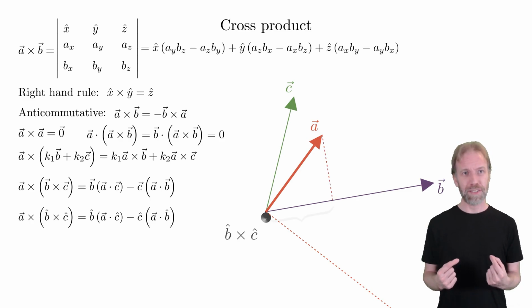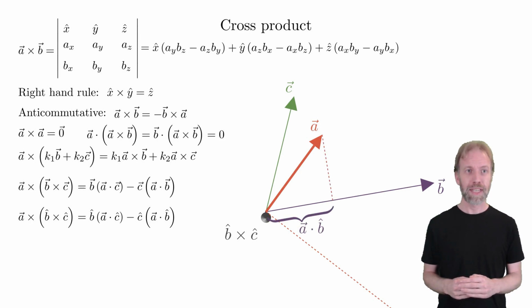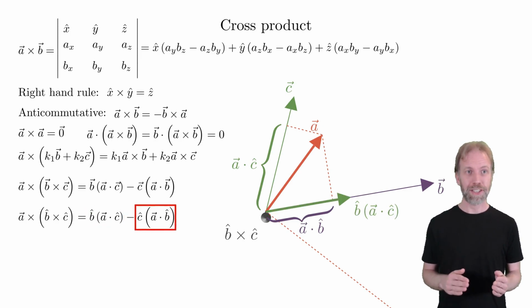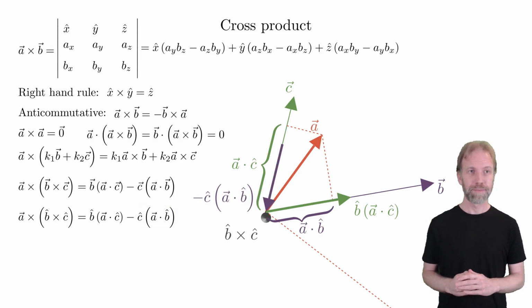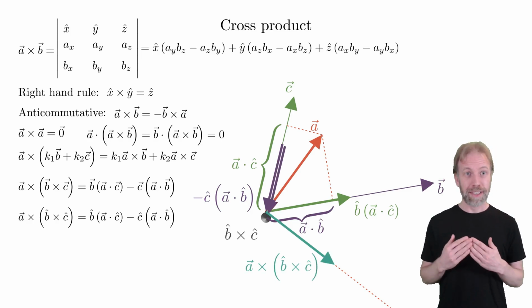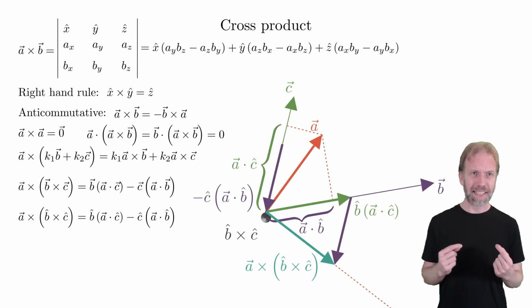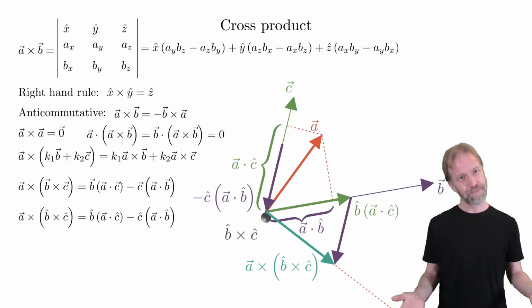Draw the projections of a on b and the projection of a on c. Next, insert the term b hat times a dot c hat and the term minus c hat times a dot b hat. a cross b hat cross c hat will now be these added together. We can see that it ended up on the perpendicular line, as expected.